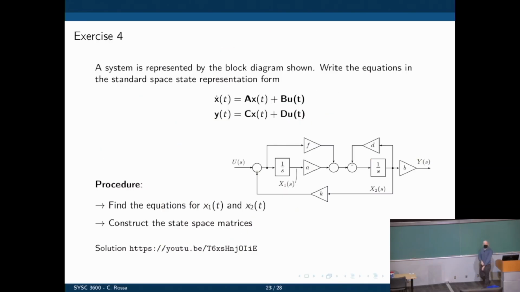Now let's do the opposite. And I like this exercise because it's kind of a mix between simulation diagram simplification and the state space. So now we're going to go the other way. We have this system, this simulation diagram, and we want to find the state equations for it. These are the equations there. So what can we do here? Well, first we need to identify where the states are.